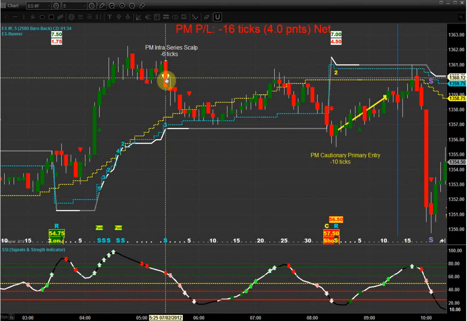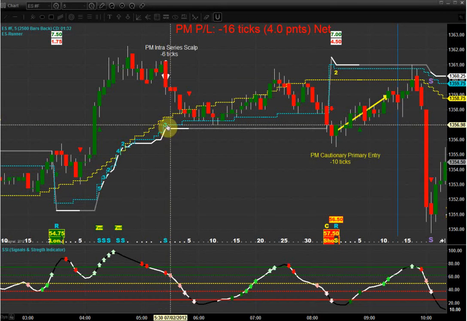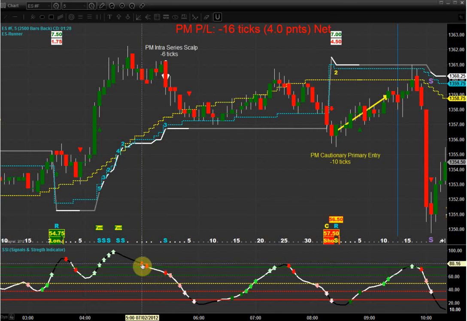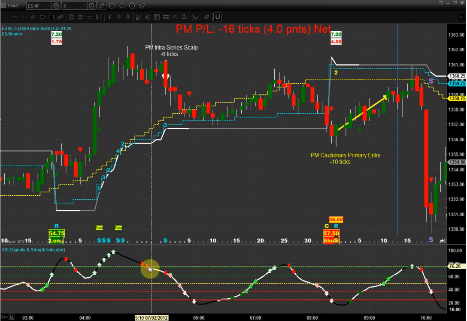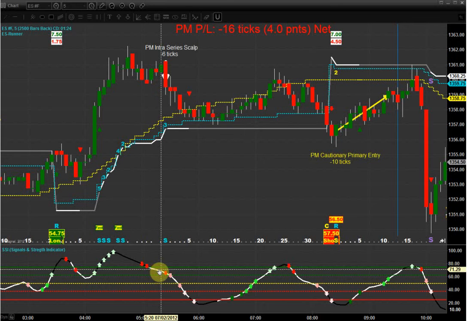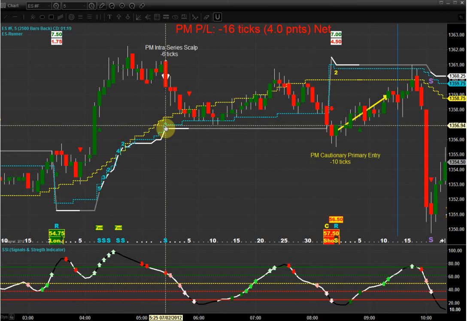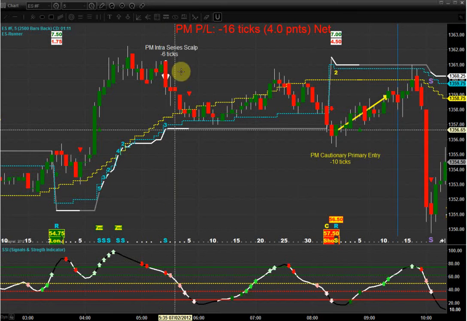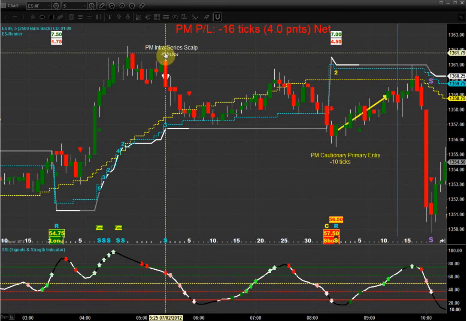Going forward, we will be qualifying the intra-series scalp by the use of the SSI line. If the SSI line is pointing down, and there's been arrows recently on it, we won't take intra-series scalps. We want the intra-series scalp to be supported by the SSI, pointing up in the case of a long, and down, of course, in the case of a short scalp. Nevertheless, 6 ticks of loss here, from open to 6 ticks down.